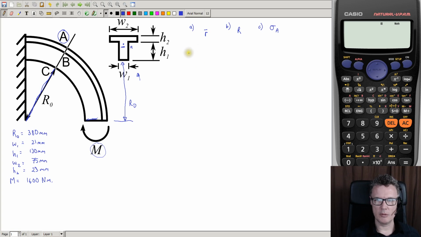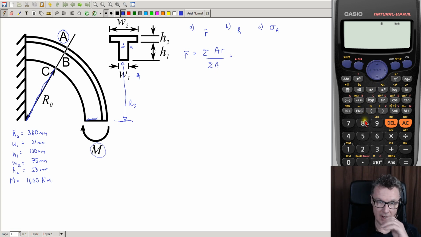So what's the formula we need for centroids? Well, remember it's like y bar, but we're using radius bar, which is going to be the sum of the areas times the radius of the section, divided by the sum of the areas. So I don't think I really need to do anything else. I'll go and use my calculator.